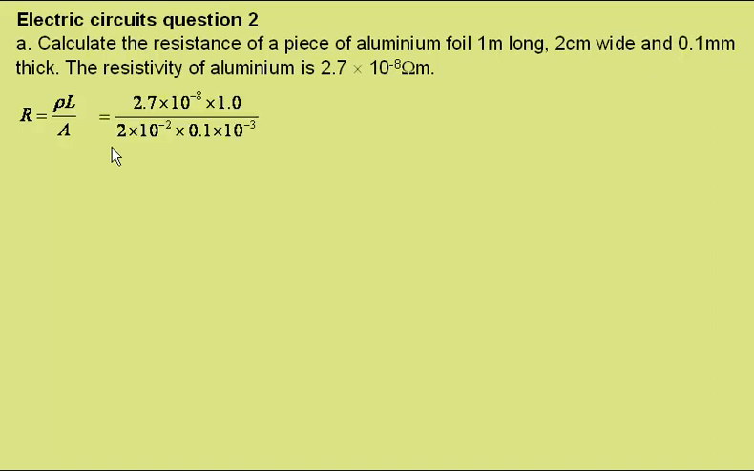So, if we put the numbers in and calculate out, we get a resistance of 0.0135 ohms, which I've rounded to 1.4 times 10 to the minus 2 ohms.